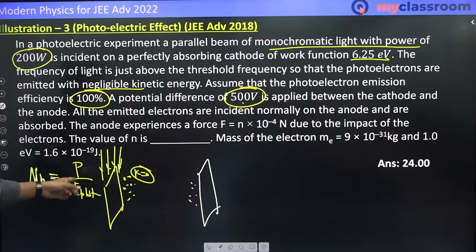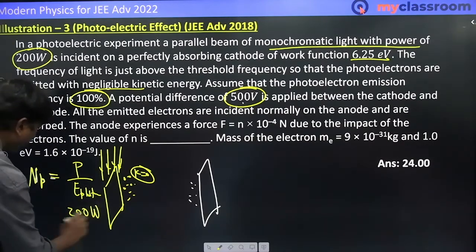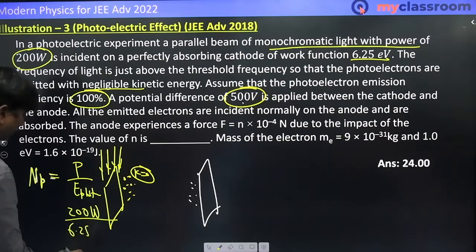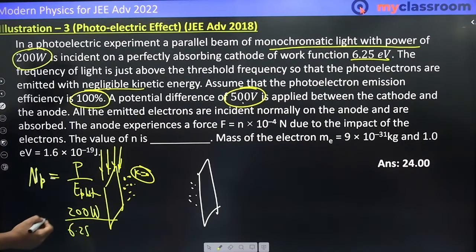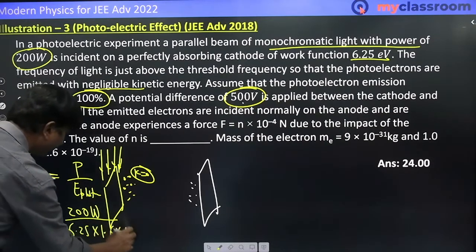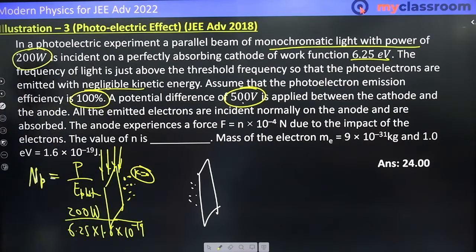But the power is given in watts. So how do you calculate? Power is 200 watts. Energy of each photon is 6.25 electron volts. Please try to convert it into joules. 1 electron volt is equal to 1.6 into 10 power minus 19 joules. So 6.25 electron volts is equal to 6.25 into 1.6 into 10 power minus 19 joules.